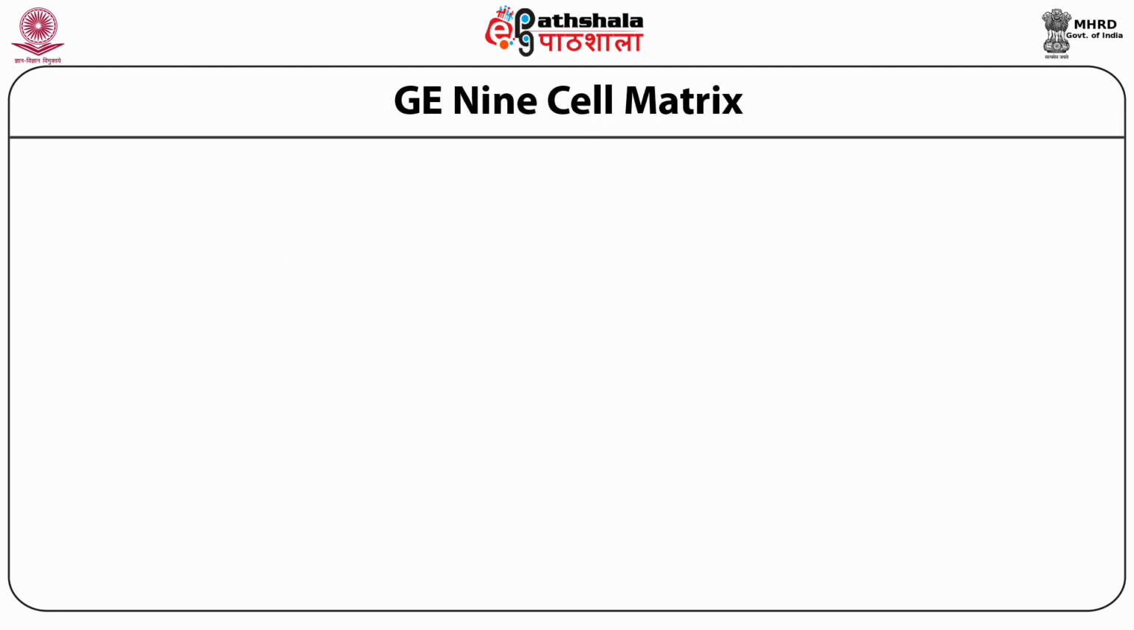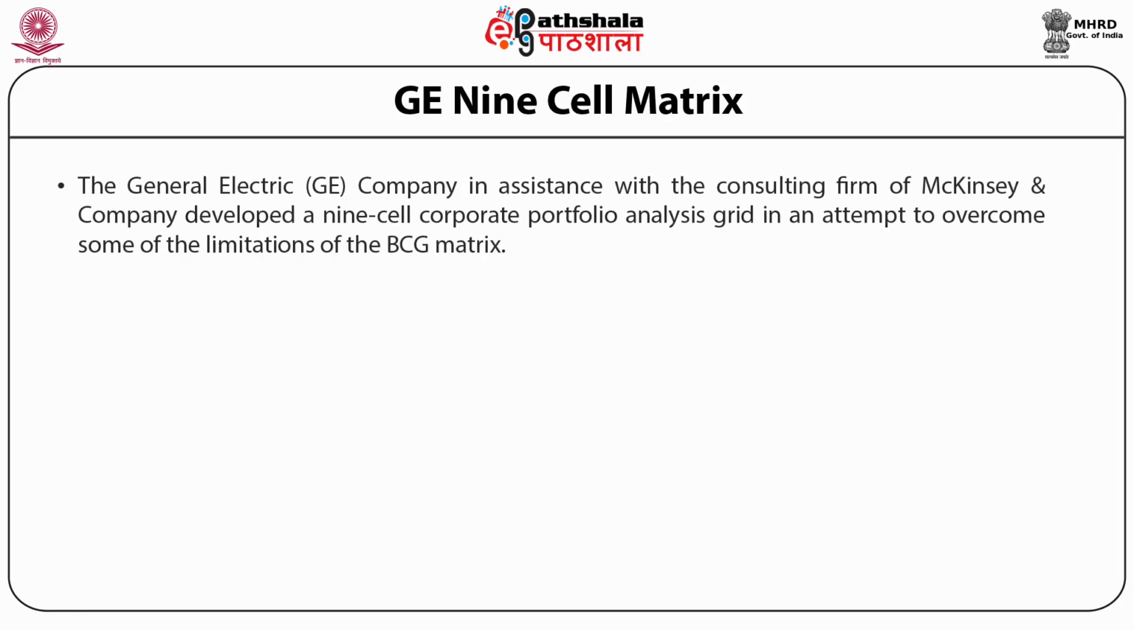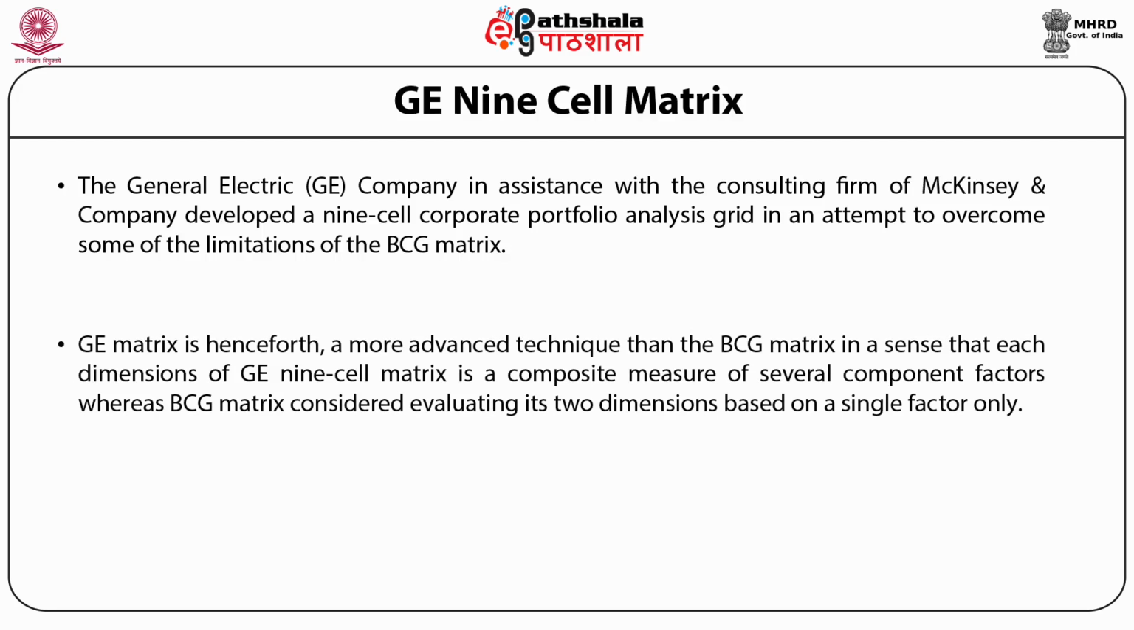GE 9-cell matrix. The General Electric Company, with the assistance of the consulting firm McKinsey and Company, developed a 9-cell corporate portfolio analysis grid in an attempt to overcome some of the limitations of the BCG matrix. The GE matrix is henceforth a more advanced technique than the BCG matrix, in the sense that each dimension of the GE 9-cell matrix is a composite measure of several component factors, whereas the BCG matrix evaluates its two dimensions based on a single factor only.